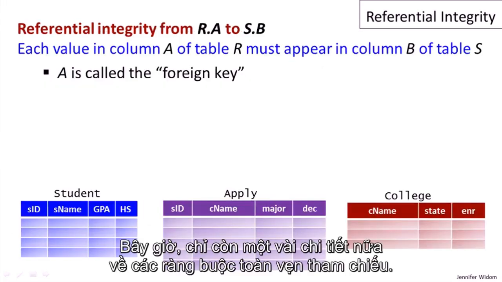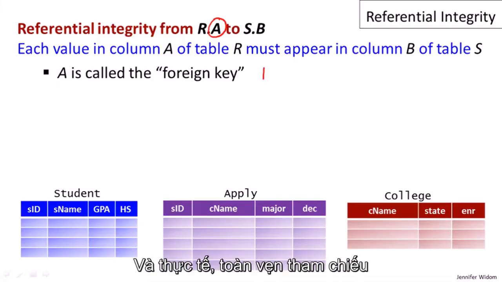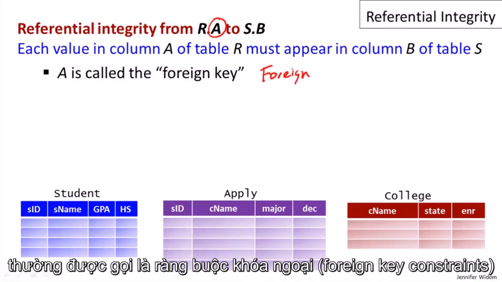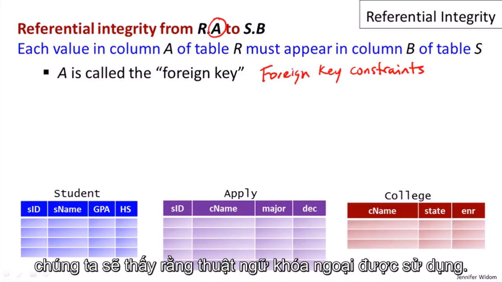Now, just a few more details of referential integrity constraints. The referencing attribute, in this case the referencing attribute is A, is often called the foreign key. And in fact, referential integrity is often referred to as foreign key constraints. And even in the SQL syntax, we'll see that the term foreign key is used.